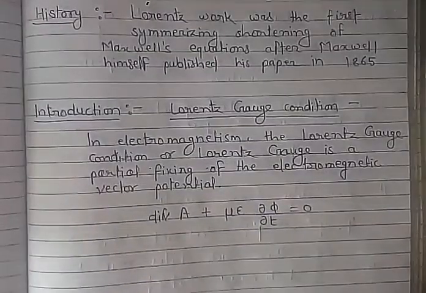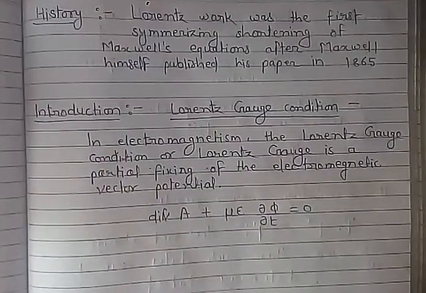Now, introduction of the Lorentz gauge condition. In electromagnetism, the Lorentz gauge condition or Lorentz gauge is a partial fixing of the electromagnetic vector potential. In mathematical expression, the Lorentz condition is divergence of A plus mu epsilon del phi upon del t equal to 0.